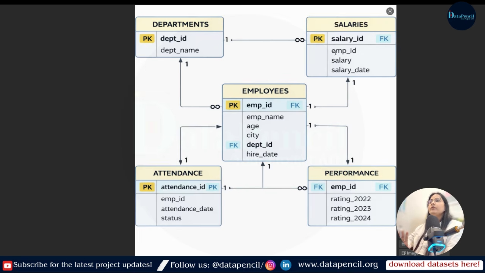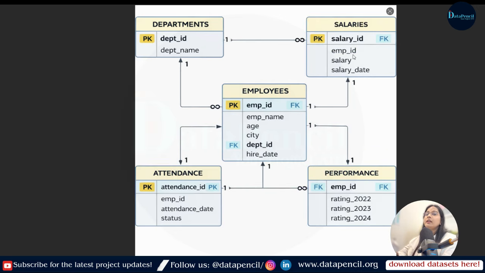Correct? If we choose the salary table at second place, after departments, then what will happen? There is one primary key, salary ID, which is fine, as well as one foreign key, which is employee ID, and its parent table, the employees table, is not created yet. So this will throw an error. If after departments we create the salaries table, then we will get an error.